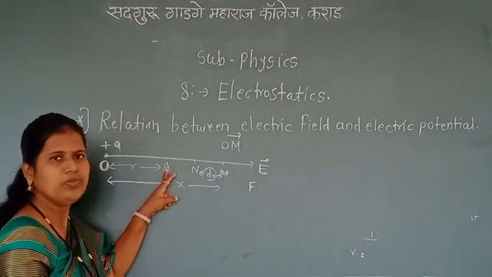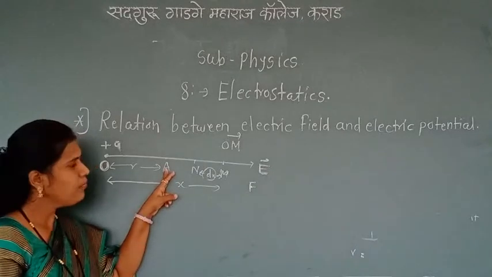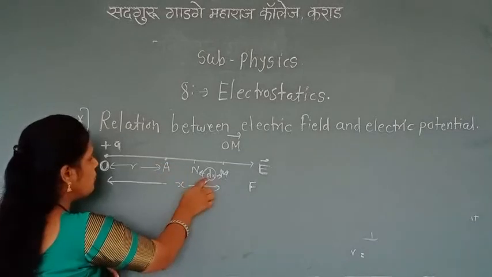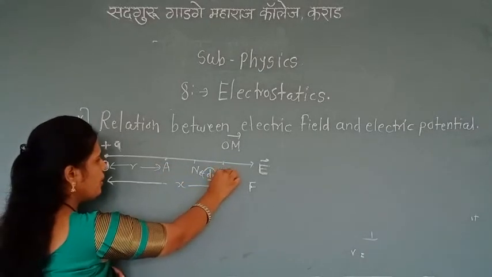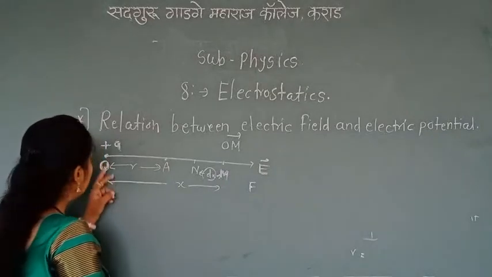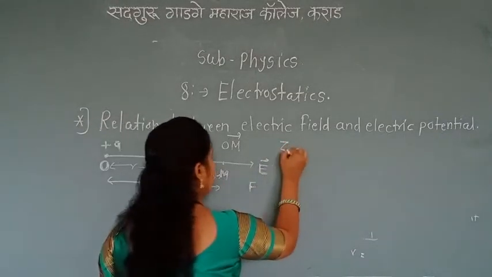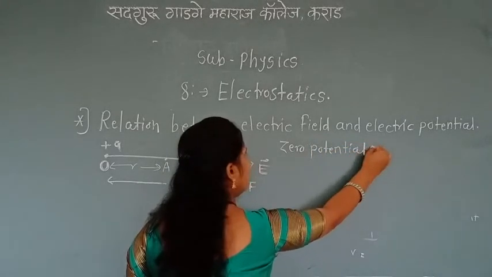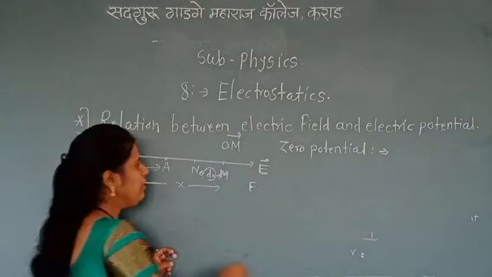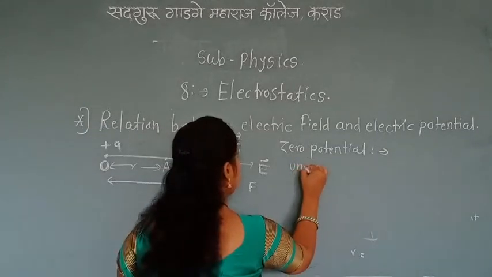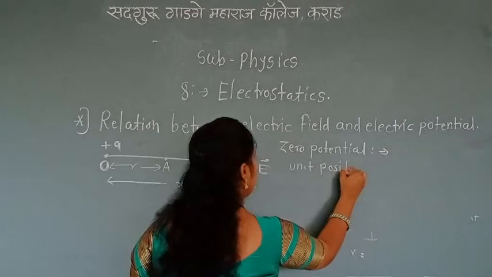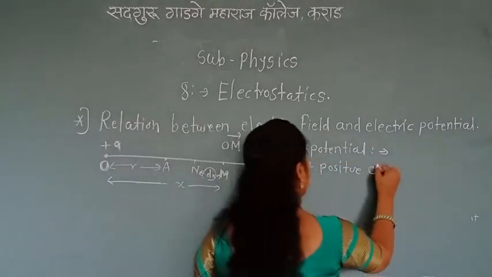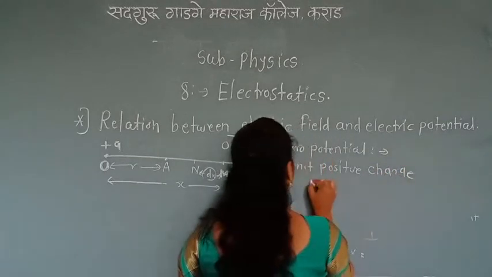Here is the amount of work done to bring that unit positive charge from infinity. Here is the work done in bringing the charge from here to here. There is a displacement, but due to the zero potential, the amount of work done is to bring the unit positive charge from infinity.